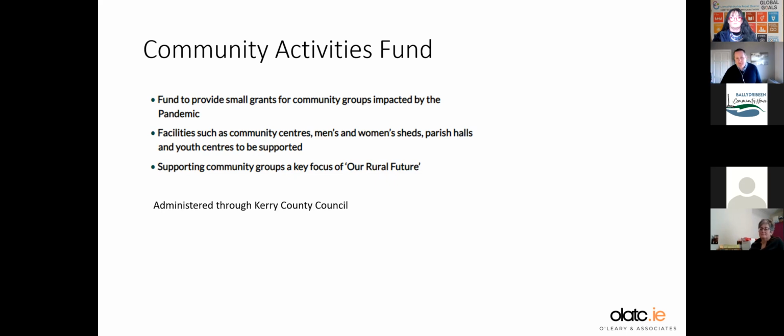Their rural development policies, for example, are outlined in Our Rural Future, the strategic document they launched last year, and obviously the National Development Plan. That's where the policies are outlined in terms of what they're looking to do and hoping to do over the next number of years. So what you need to make sure is that your project mirrors that policy.